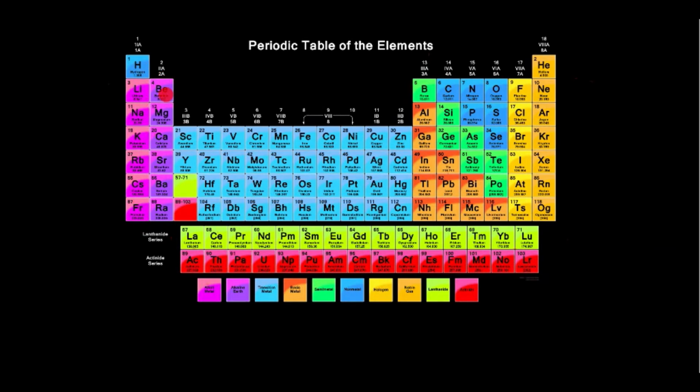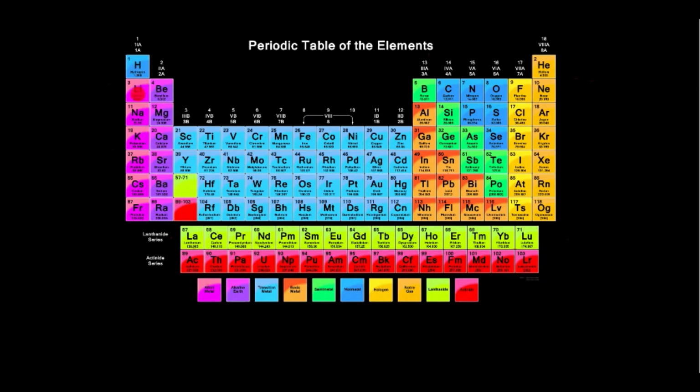This is group second A of the periodic table. This group is known as the alkaline earth metals or the beryllium family. Since this group starts from beryllium, it is known as the beryllium family. This group is also known as the alkaline earth metals.